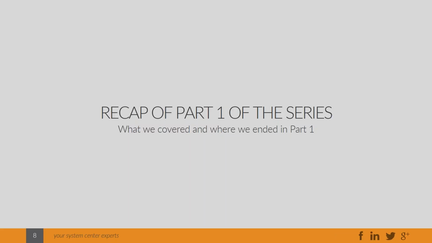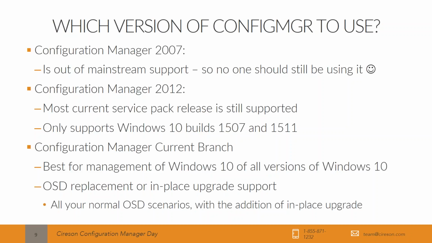Okay, so with that out of the way, let's go ahead and jump into a recap of what we talked about last week. And I'll try and go as quickly as possible here so we get a lot of time for today's conversation, which will be on bare metal deployments of Windows 10. So last week, what we talked about was how do you get prepared for Windows 10 deployment. So first we talked about what version of Configuration Manager. ConfigMan 2007, it's out of mainstream support, so no one really should be using it.